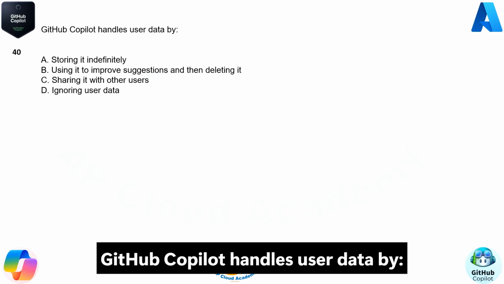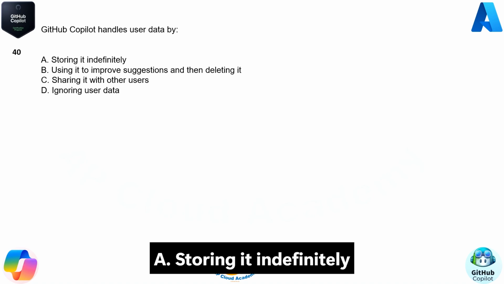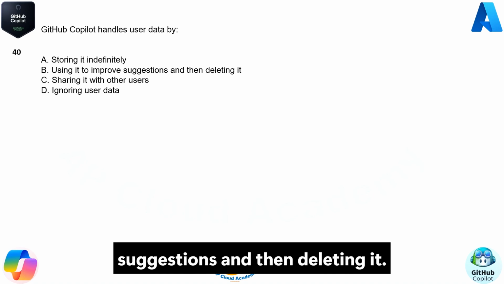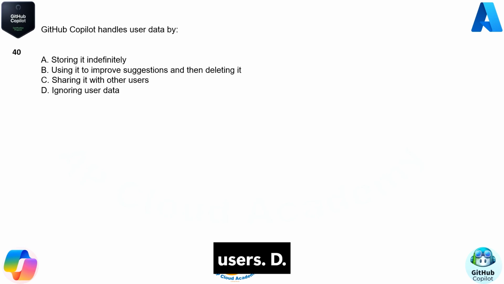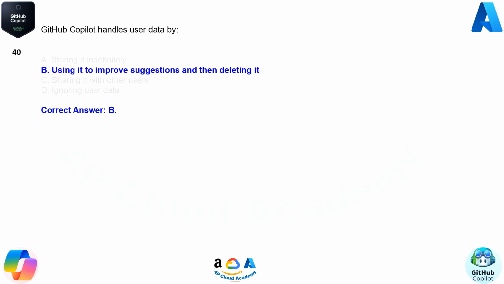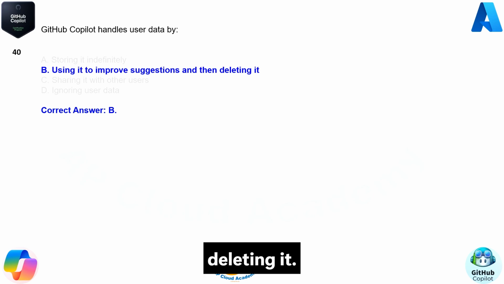GitHub Copilot handles user data by A. Storing it indefinitely. B. Using it to improve suggestions and then deleting it. C. Sharing it with other users. D. Ignoring user data. Correct answer, B. Using it to improve suggestions and then deleting it.